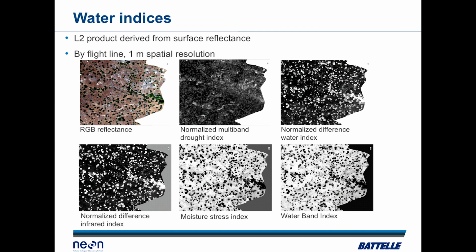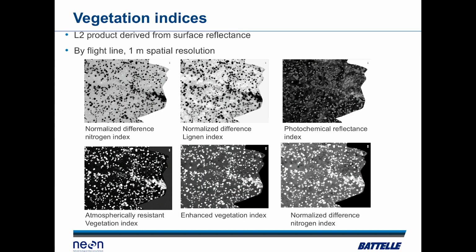You can get away with just looking at these band combinations. It really reduces the volume of data that you need to look at. Same thing for vegetation indices, which a lot of these focus on differences between the visible portion and the near infrared portion of the spectra.